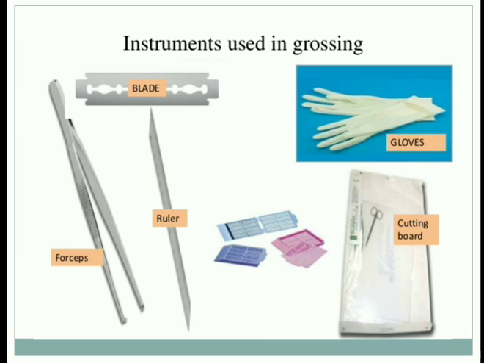These are the instruments used in grossing: forceps, blade, ruler, cutting board, scissors, knife. We must always wear gloves, gauze and an apron to protect ourselves before grossing is done. After grossing is done, the bit of tissue is kept into a tissue capsule and the further process of tissue processing is performed.